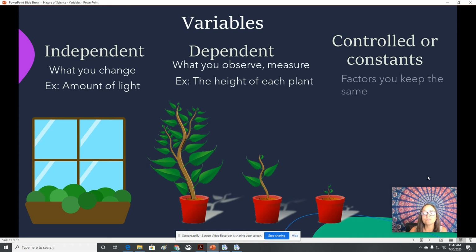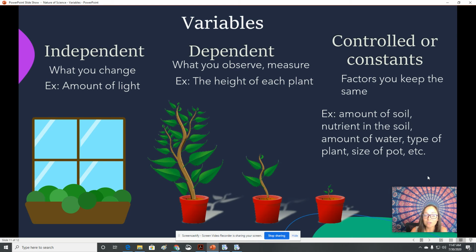And then our controlled variables are factors that we keep the same. So the amount of soil is the same, the size of the pot is the same, the amount of water, the fertilizer, the species of the tree is the same. So everything is the same except for my independent variable that I'm changing, the amount of light. So I know that if there's any difference in height, it's due to light alone and not because I used different fertilizers. So controlled variables or constants are very important.